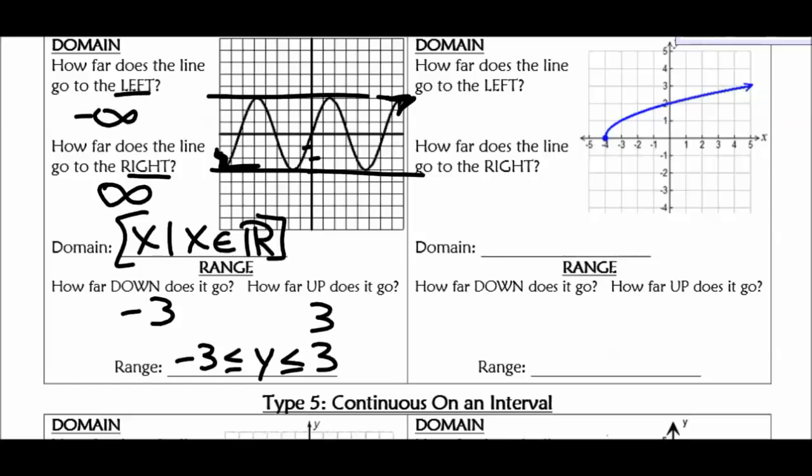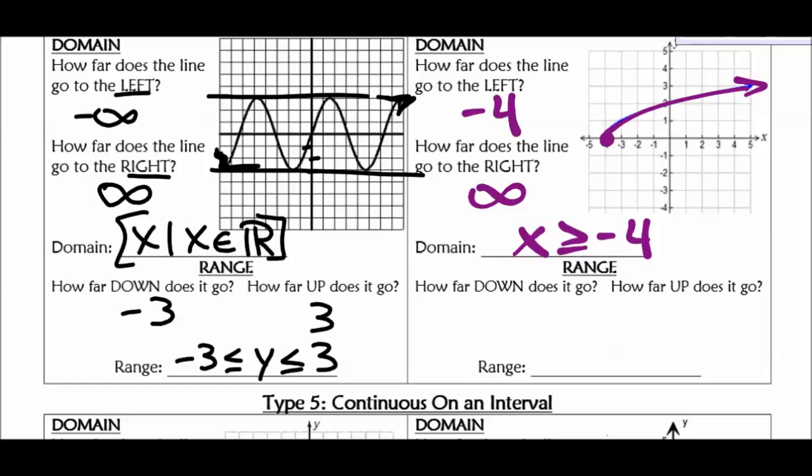How far to the left does that line get? Well, it gets to 4. Sorry, excuse me, negative 4. And to the right, that goes on forever, so that's going off to positive infinity. I'm going to write this the simplest way possible. X is greater than or equal to negative 4. It's any number bigger than negative 4. It goes off forever past negative 4 in that direction.